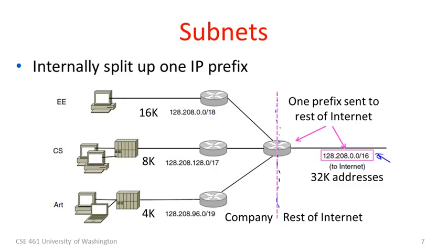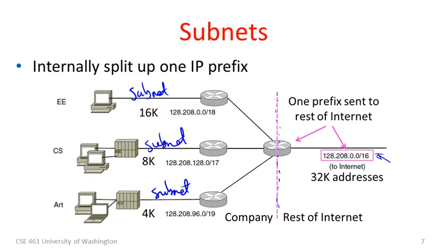Now you'd like to add some structure to your internal network. So what you can do is break this prefix up into different subnets. Each of these is a subnet. They can be of different size just by playing around with the prefixes for unequal allocations. You can see there are 16,000 machines in the E department, 8,000 in the CS department, and 4,000 in the Art department.